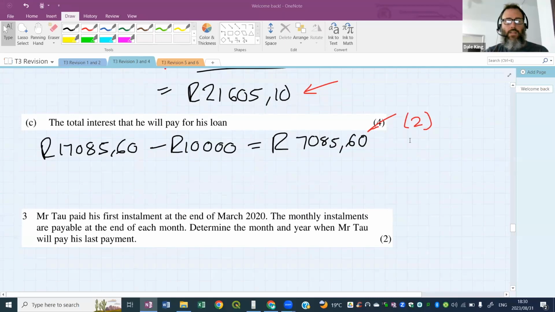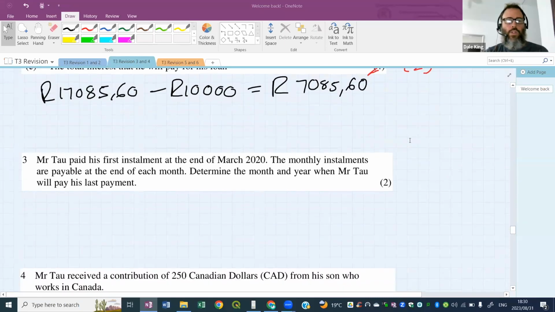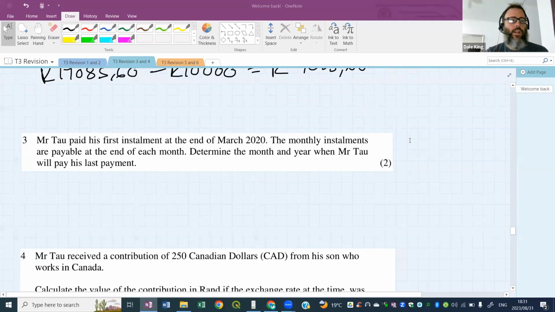Let's see what's next. Remember, in this question, it should get harder the further down we go. Let's see. Number 3, Mr. Tao paid his first installment at the end of March 2020. March 2020, he paid his first one. The monthly installments are payable at the end of each month. So they're just saying he started on the end of the month, and then the next end of the month, that's one payment. Determine the month and the year when Mr. Tao will pay his last payments.